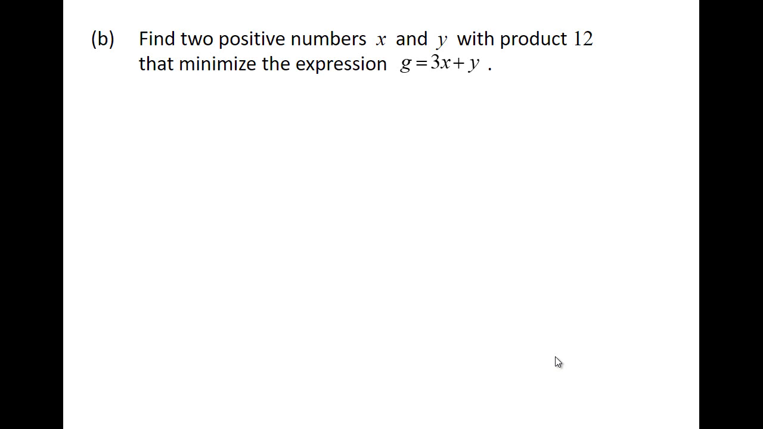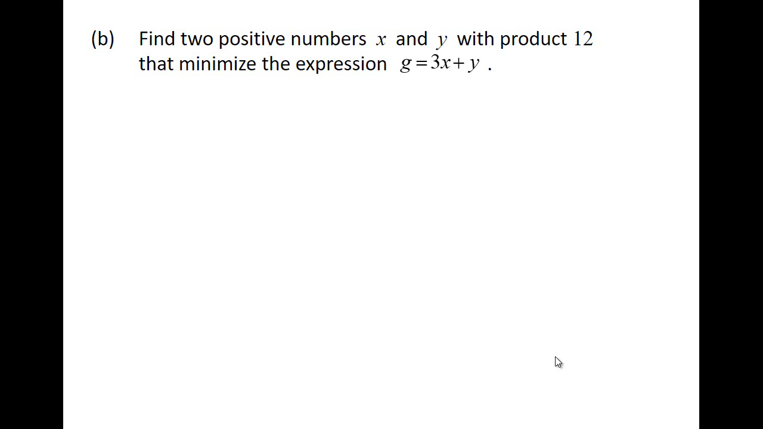Okay, let's look at another example. Here we want to find two positive numbers x and y whose product is 12, and that minimize the expression g, which is equal to 3x plus y. So again, we want to find two positive numbers x and y with product 12 that minimize the expression 3x plus y.